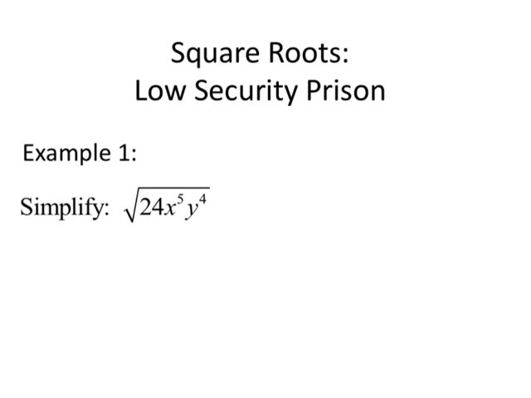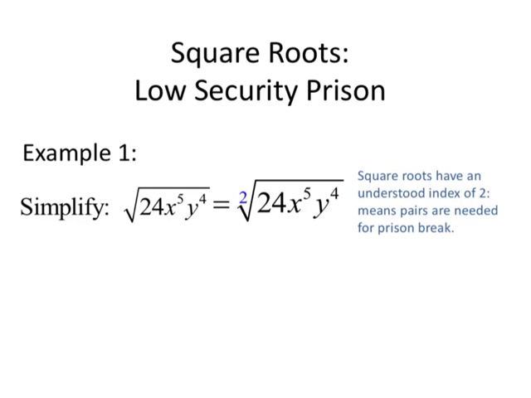So square roots are a low security prison. In other words, these are not so bad guys that are in this kind of prison. Maybe they didn't do as bad of a crime. And so the example in math will look like: simplify this square root with 24x to the 5th and y to the 4th inside the square root.